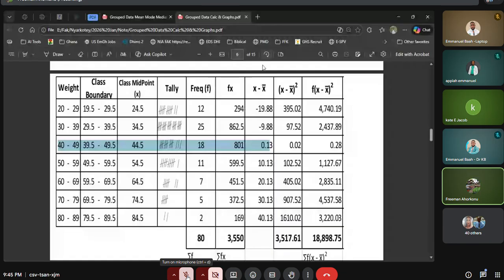So it means negative 19.88 squared will give you this. Negative 9.88 squared will give you this. So do the same thing for this column to cross-check what is there. Normally, I use a computer. I just instruct the computer to do this. I don't do it one by one. If you have any difference there, I can just go through and do the correction.